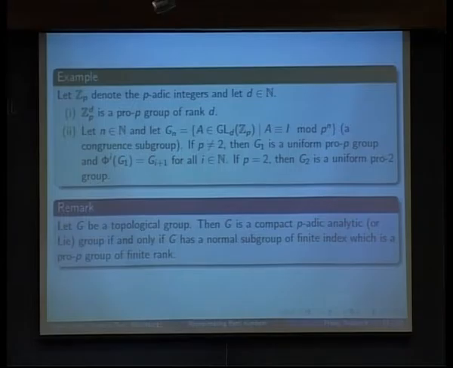So a remark about terminology. If G is a topological group, then G is a compact p-adic analytic group, or some people use the terminology p-adic Lie group, if and only if G has a normal subgroup of finite index which is a pro-p group of finite rank. I should say you count any finite groups as compact p-adic analytic groups.